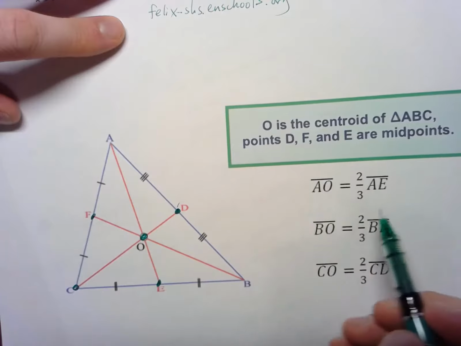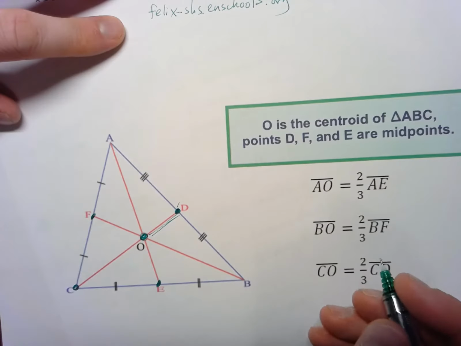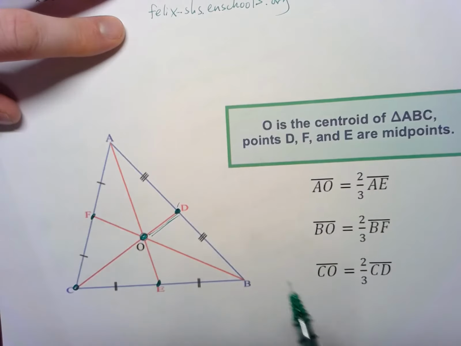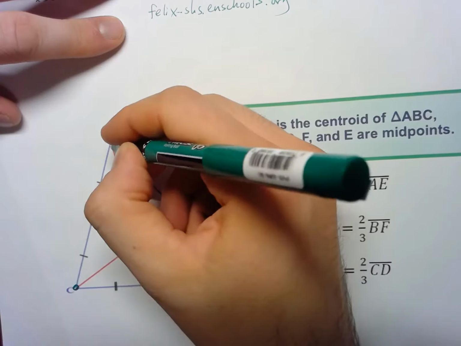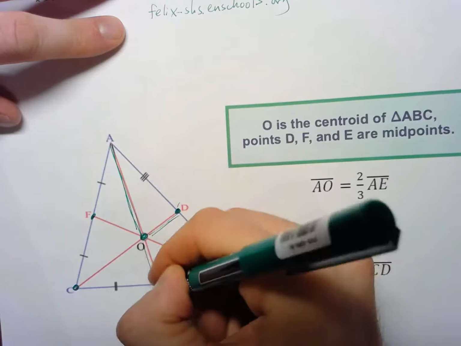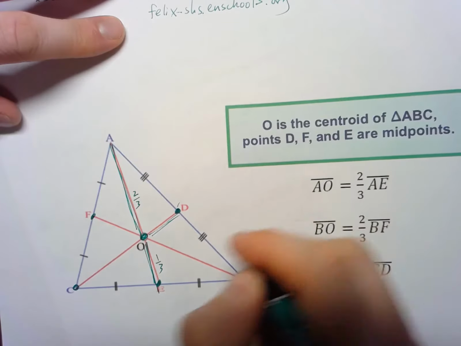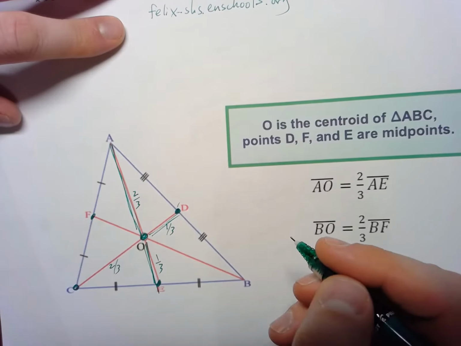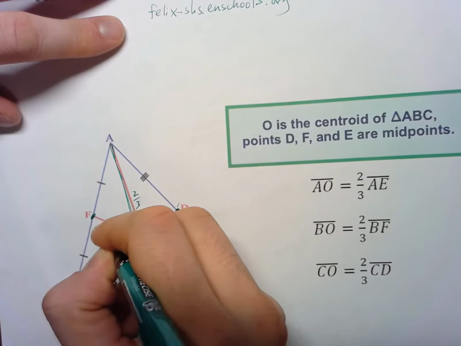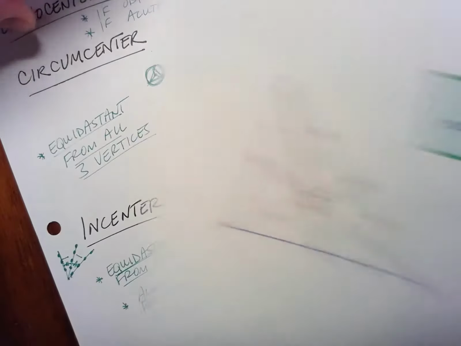So the interesting thing about the centroid is that it splits these medians into 1/3 and 2/3 parts. So, for example, going A to O is 2/3 of A to E. So A to O is twice as long as O to E. So this would be 2/3, and this would be 1/3 of the whole median. And just like here, this would be 1/3, and this would be 2/3 of that whole median going from C to D. And this would be 2/3, and this would be 1/3 of that whole median going from B to F. That always happens for every centroid. Okay.